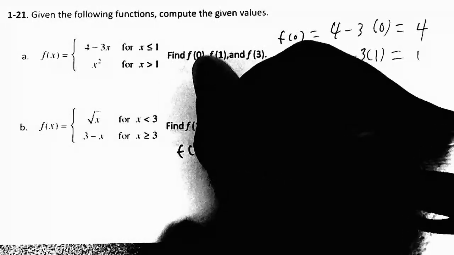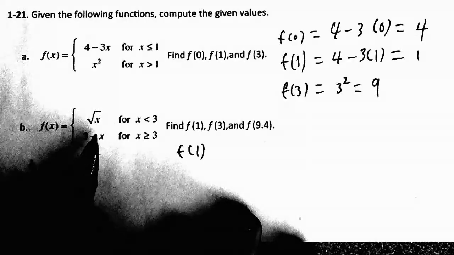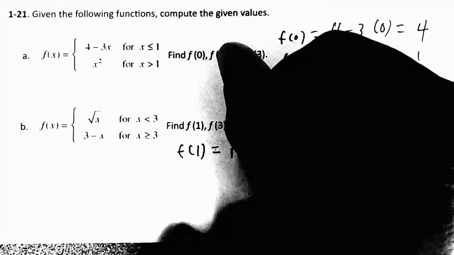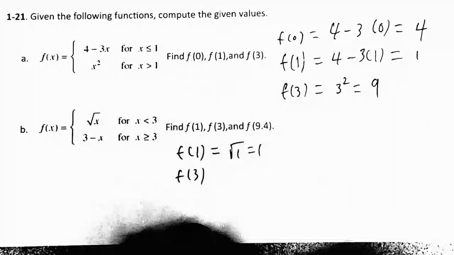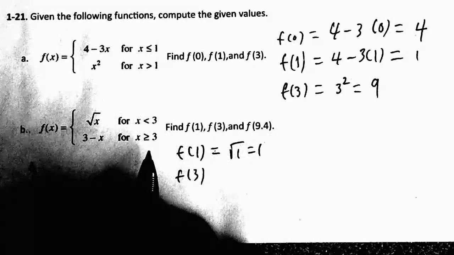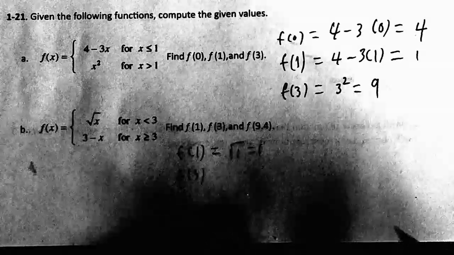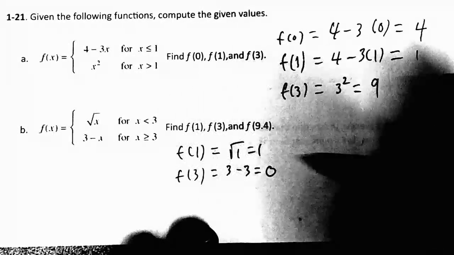F of 1. So for less than 3, I'm using square root of x. 1 is less than 3. So this is going to be the square root of 1, which is 1. F of 3. 3 is not less than 3. 3 is equal to 3. So I'm going to use my second one because this is equal to or greater than 3. That is 3 minus 3, which is 0.